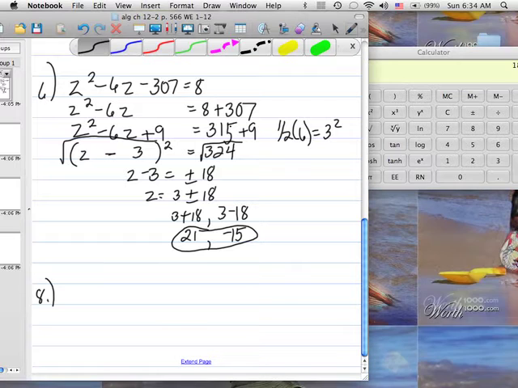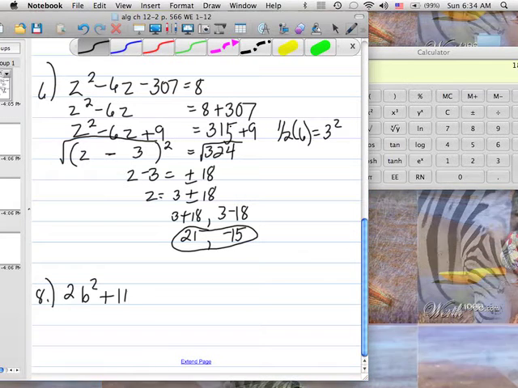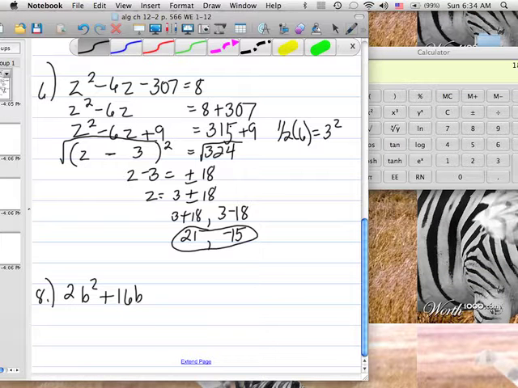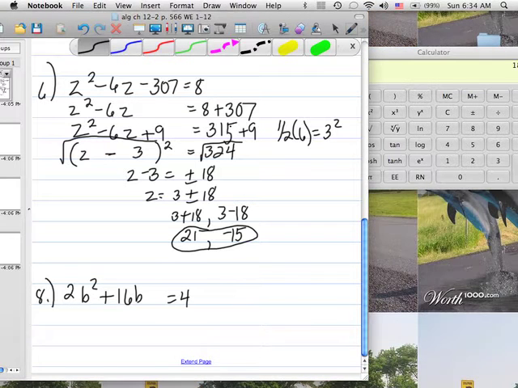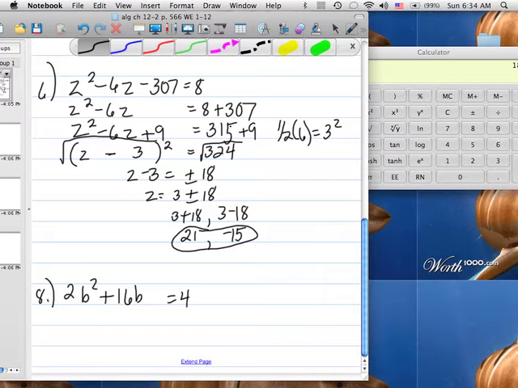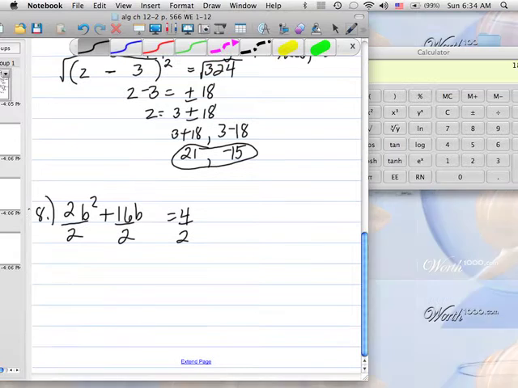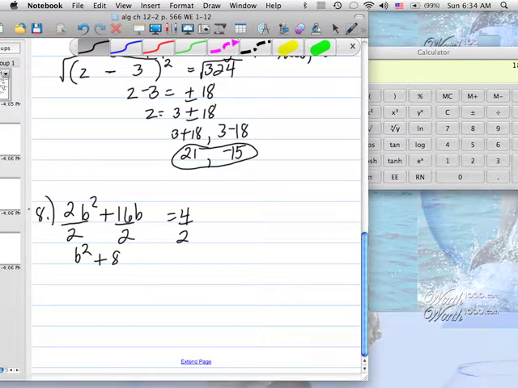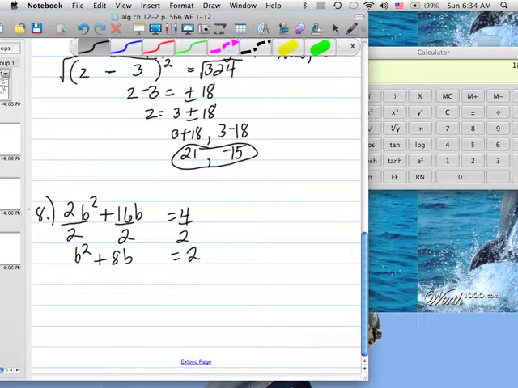Problem number 8, we have 2b squared plus 16b equals 4. Well, I have two problems. Right away, I can't have 2 in front of b squared because this has to be a perfect square. So the first thing I'm going to have to do is get rid of that 2. So I'm going to divide everything by 2. So I no longer have a number in front of b squared. So b squared plus 8b equals 2.